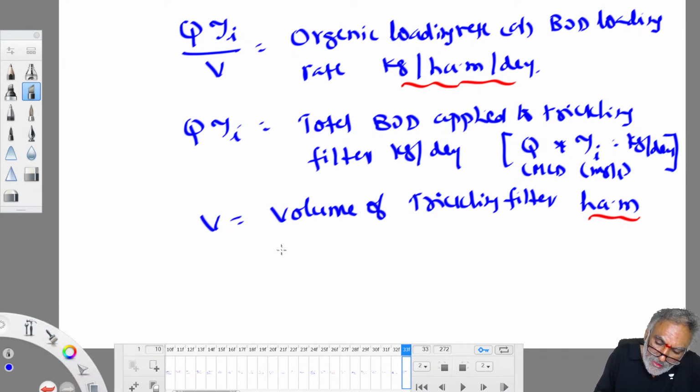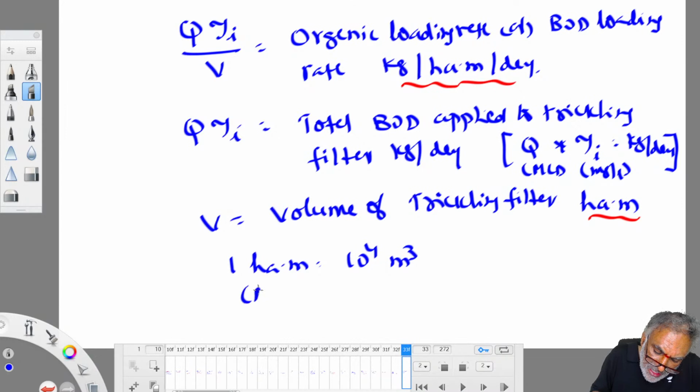So then you can convert hectometer into meter cube. 1 hectometer is equal to 10 power 4 meter cube. Hectares is the unit for area, area into depth gives volume. This is area, this is depth. Area expressed in hectares, depth expressed in meters. So hectometer is the unit for volume. You can convert that into meter cube, and vice versa.